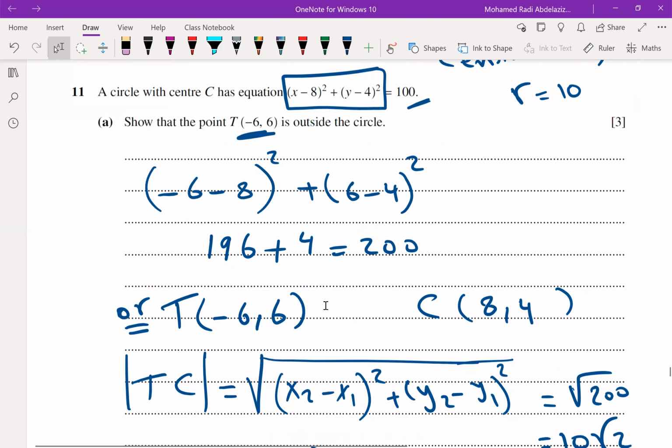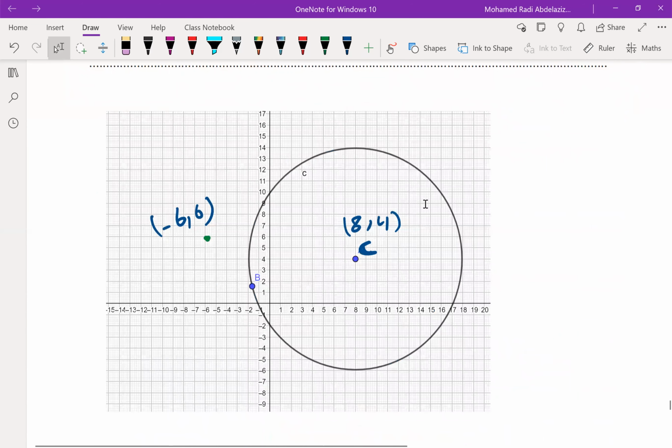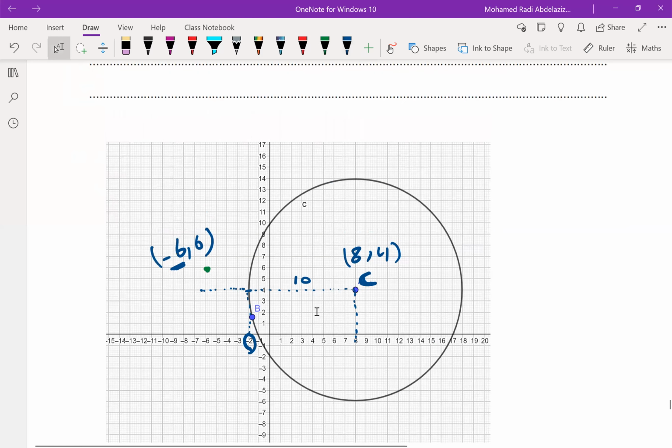Another method: if I show the circle in the XY coordinate plane, it will be like this. This is the curve of the circle. Center C is 8 and 4, and the point is -6 and 6. So how to show that? The center is at x coordinate 8. When you move to the left-hand side, the maximum distance is the radius, which is 10. So the minimum value for x on the circle is -2, but the point has -6. So this means the point is outside of the circle. This is part A.